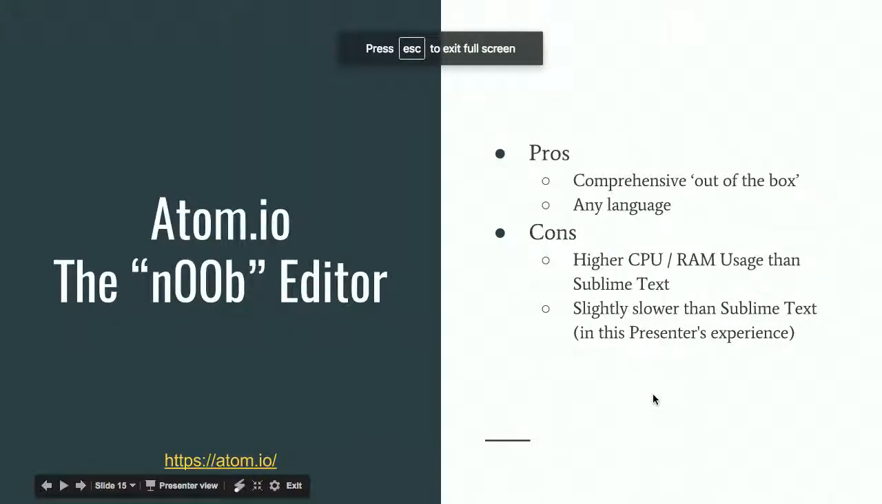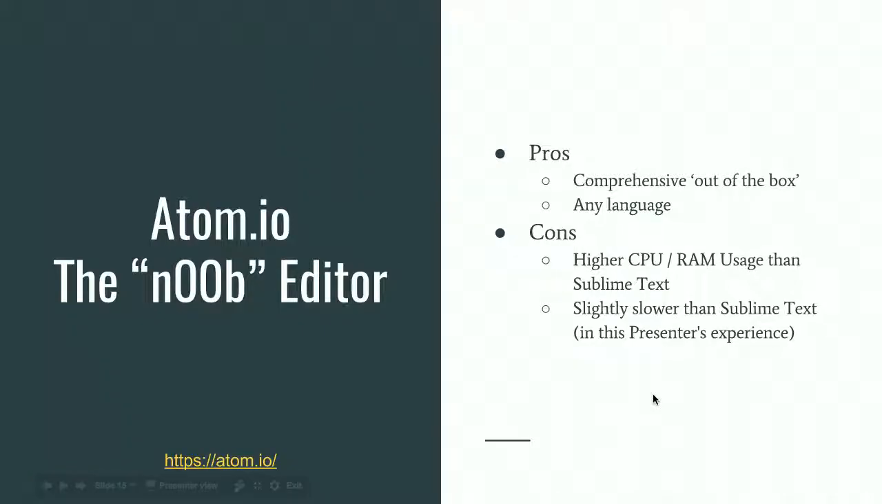In my experience, it does have a higher CPU RAM usage than Sublime Text, even when you fully configure Sublime Text. And that might be because Atom.io works better out of the box. So that means it has a lot of more built-in features. So there's a lot of stuff in there. And Sublime Text is very, very lightweight until you add things on and configure. Questions on Atom.io before we move on?